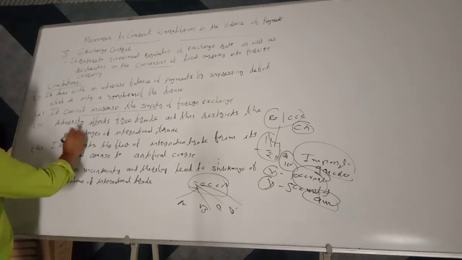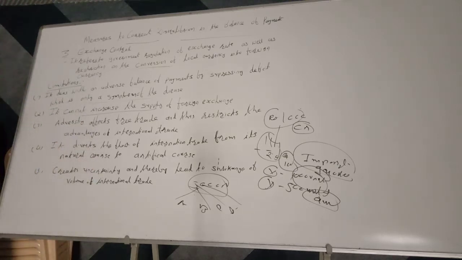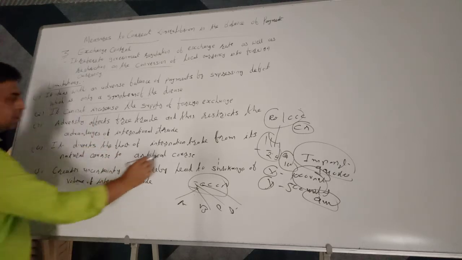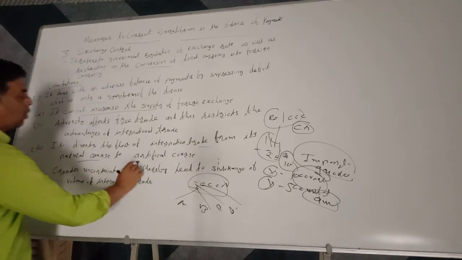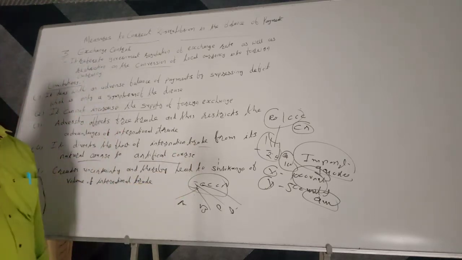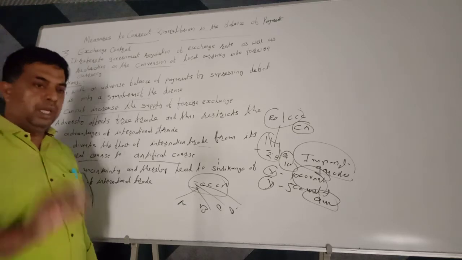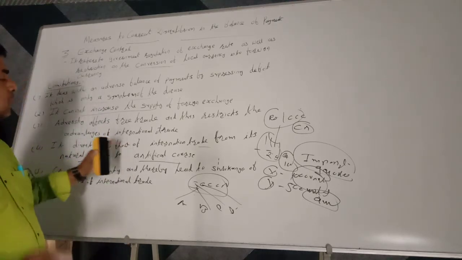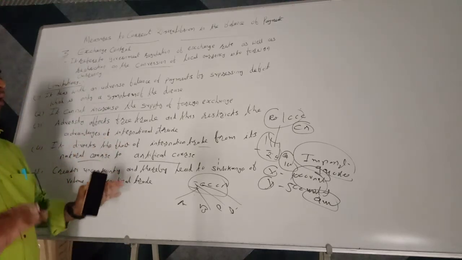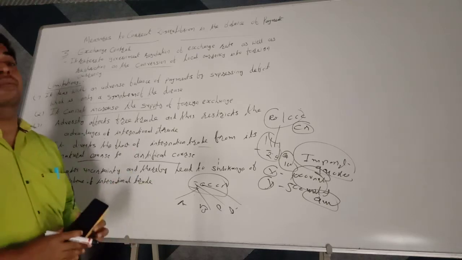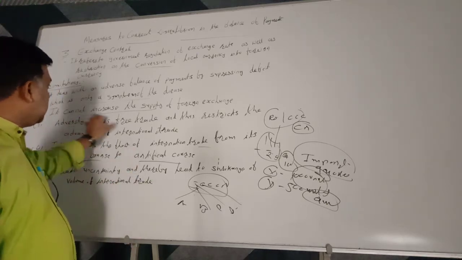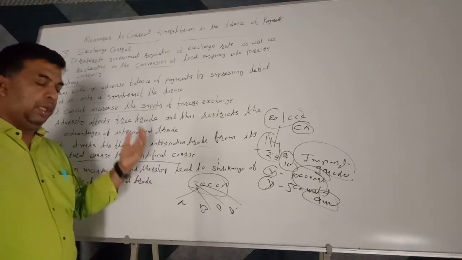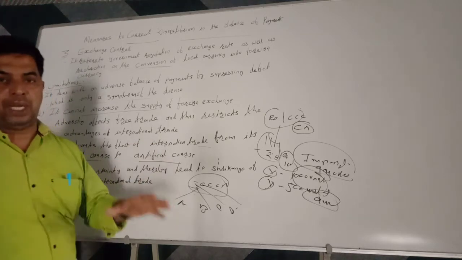नेक्स्ट, it adversely affects the free trade and thus restricts the advantages of international trade. It diverts the flow of international trade from its natural course to artificial course. तो साथ में डिस्कस करेंगे कि here the measure is not suitable with the law of international trade. The theories of international trade adversely affect the free trade in the era of globalization, liberalization, privatization, globalization, LPG model.